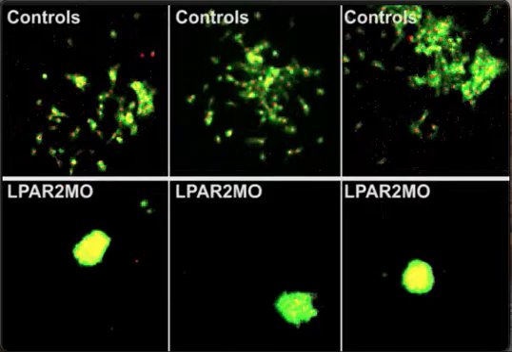So at the bottom we see the LPAR2MO cells, and these remain as a group, and we'll run through this again so you can concentrate on the cells that have been exposed to the morpholino.